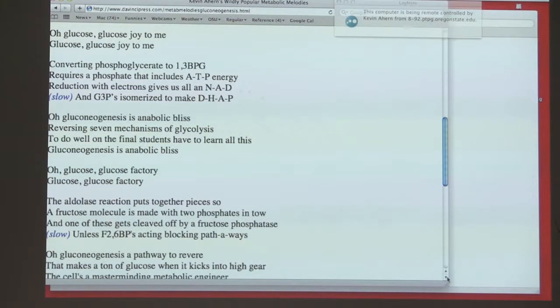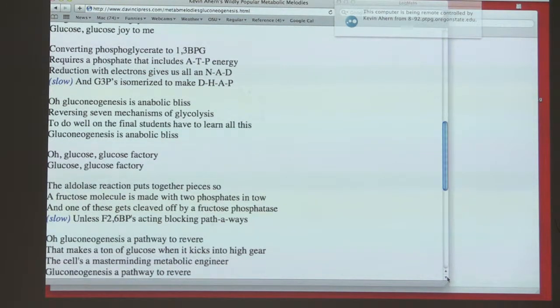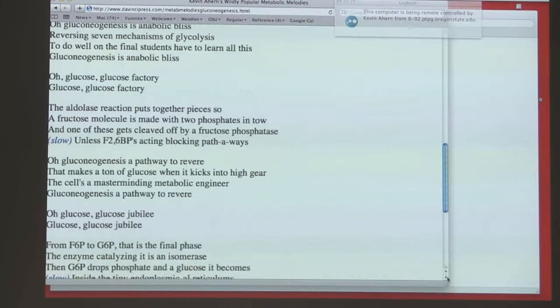Converting phosphoglycerate to 1,3-BPG requires a phosphate that includes ATP energy. Reduction with electrons gives us all an NAD. And G3Ps isomerize to make DHAP. Oh, gluconeogenesis is anabolic bliss, reversing 7 mechanisms of glycolysis. To do well on the final, students have to learn all this. Gluconeogenesis is anabolic bliss. Oh, glucose, glucose factory, glucose, glucose factory.